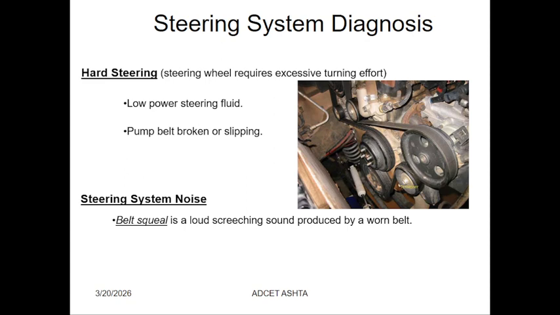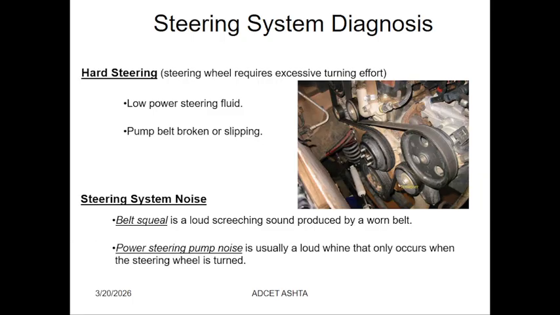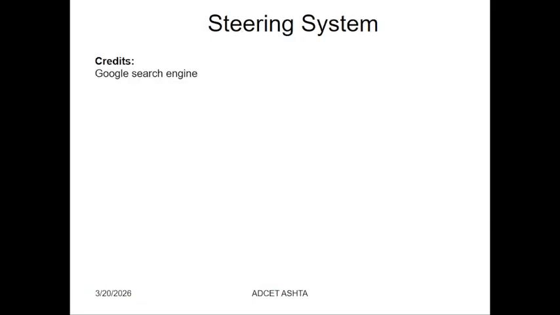Steering system noise is also a problem. A belt squeal is a loud screeching sound produced by the belt. Power steering noise is usually a loud whine that only occurs when the steering wheel is turned. Low fluid level and air in the system can cause it, so check the fluid with the engine on or off.